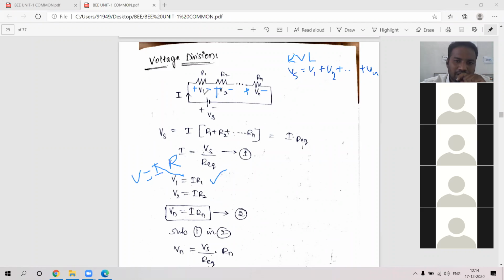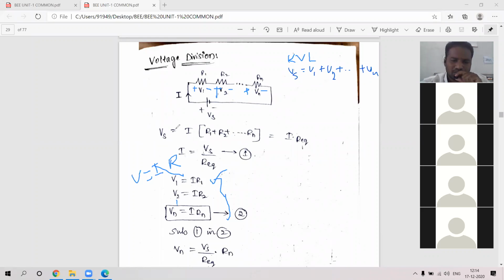What is R? For the voltage drop across V1, R is R1 only. Similarly, V2 is I into R2, and so on. What is Vn? Voltage across Rn, that is I into Rn. I am going to consider Vn is equal to I into Rn as equation number 2.